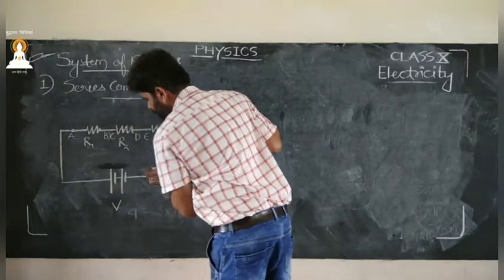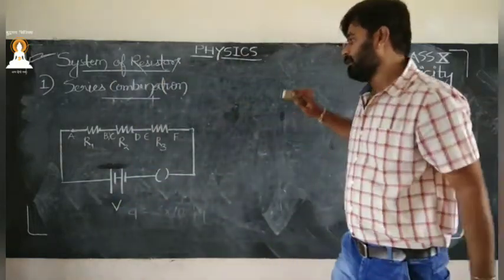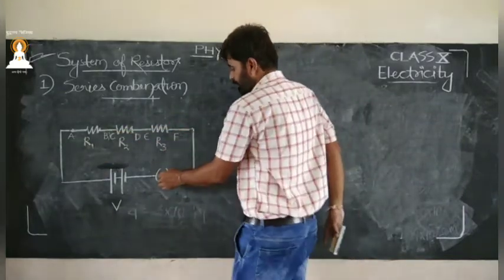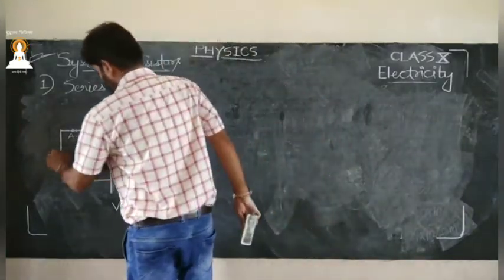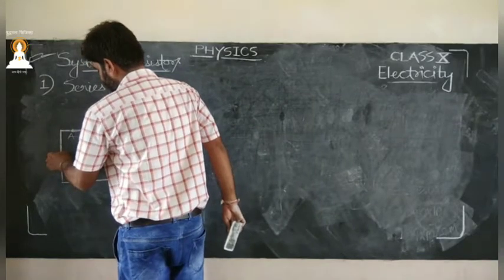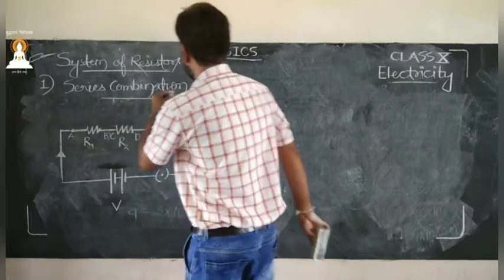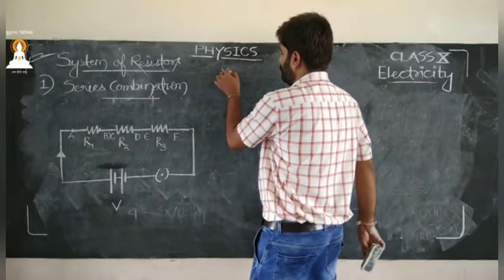This battery is having a voltage V. Individually, they will have some voltage drop. If I switch it on, then current will flow. Because of resistance, we know that Ohm's law says V is equal to IR.